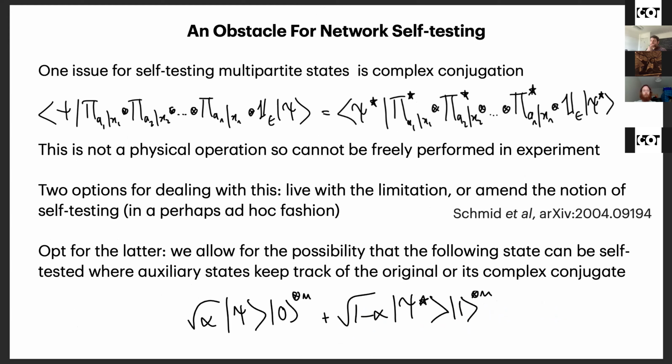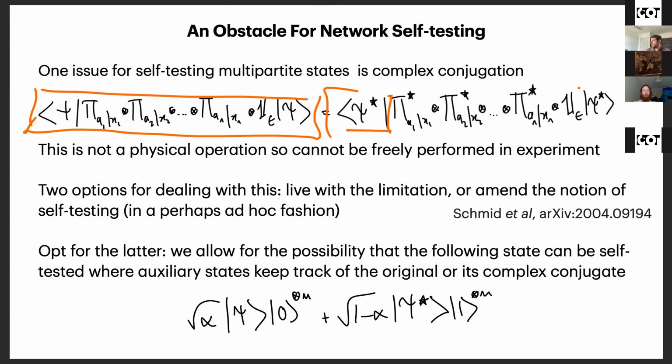Okay, so I'm hoping this provokes a bit of discussion. But there is a bit of an obstacle for multipartite and network self-testing, and this obstacle is complex conjugation. So you've got your statistics over here on the left, and for any projective measurements, states like this, you can take the complex conjugate of the state and your projectors, and you get exactly the same statistics.